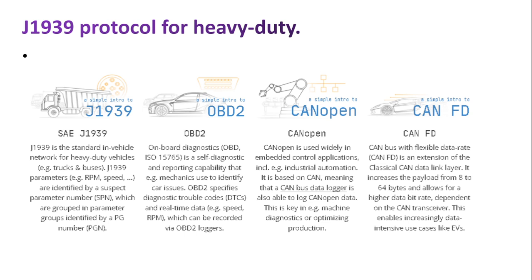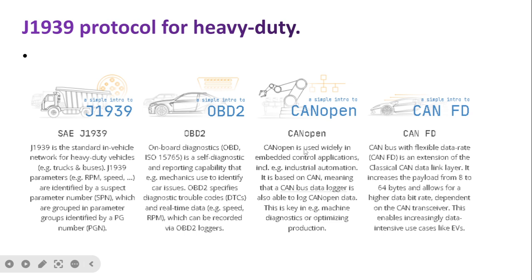Now in the next slide, the J1939 protocol for heavy duty. J1939 is a standard in vehicle networks for heavy duty vehicles, right? So different parameters, RPMs, temperature, speeds, are all controlled and designed using the J1939 SAE standard, right? And for cars, OBD2 standards are used for selection of the ECUs, connectors and these cables. It is a self-diagnostic and reporting capability that mechanics use to identify car issues.